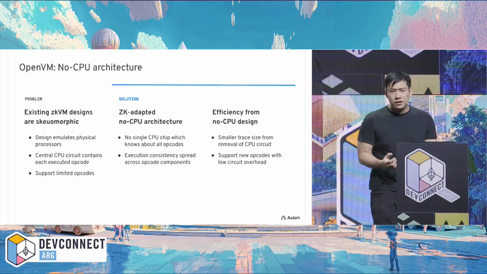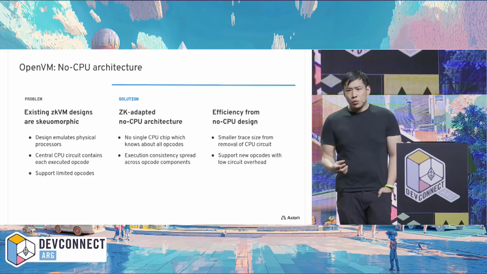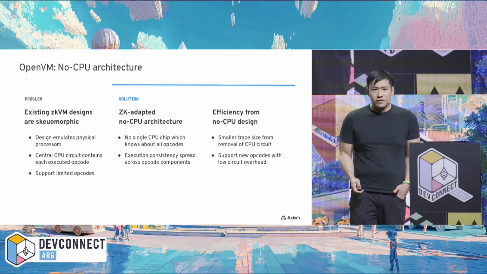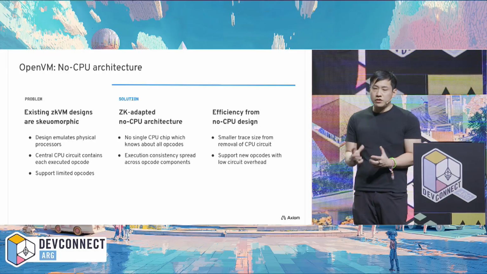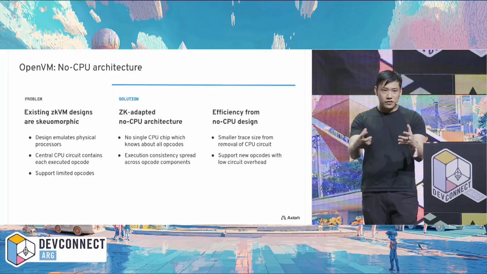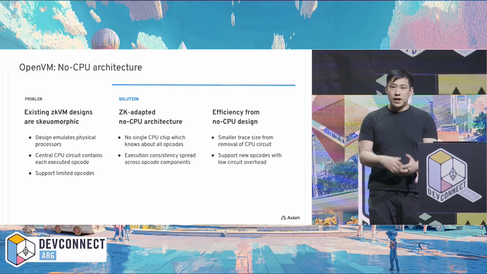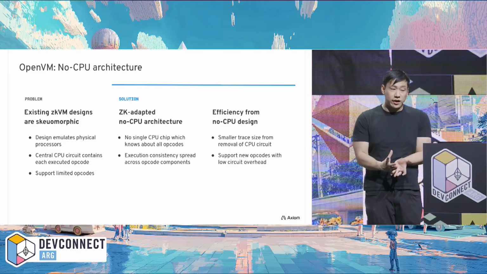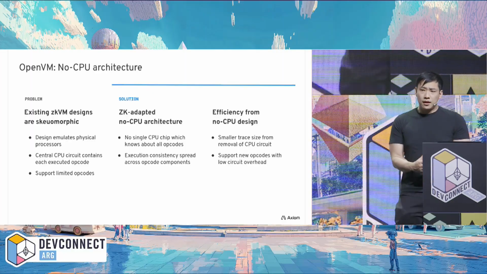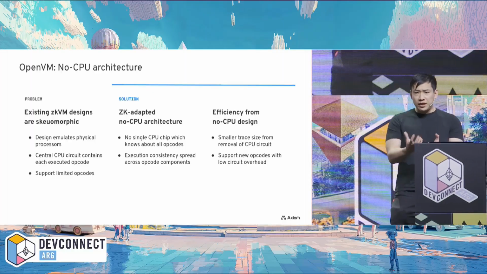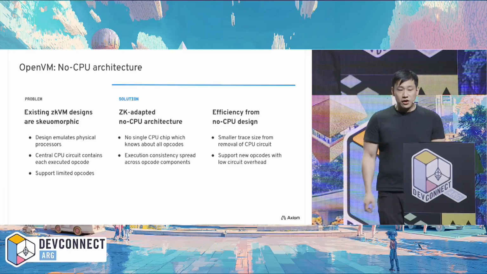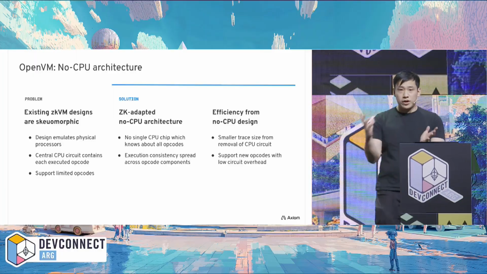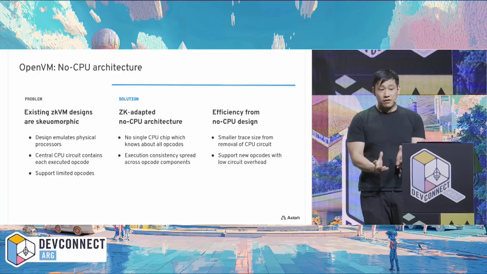Our perspective with OpenVM was that existing ZK VM designs overfit to physical processors. When you design a CPU, of course, there's a physical chip, and it's very hard to make it configurable, and you must specialize to a specific ISA. A lot of ZK VM designs emulate this by having a central CPU circuit that knows about every opcode and coordinates all of the VM activity.